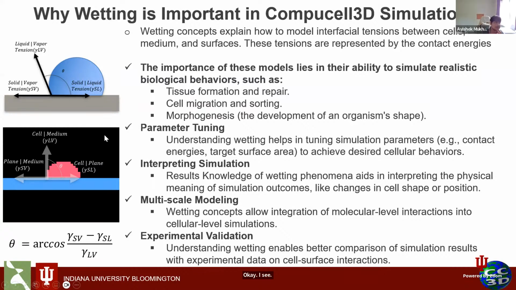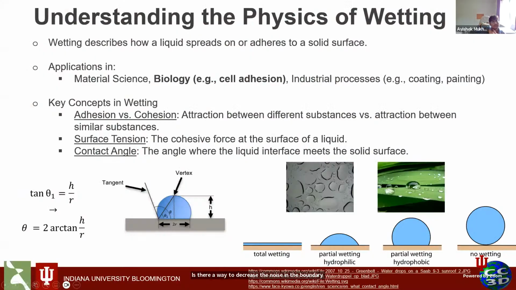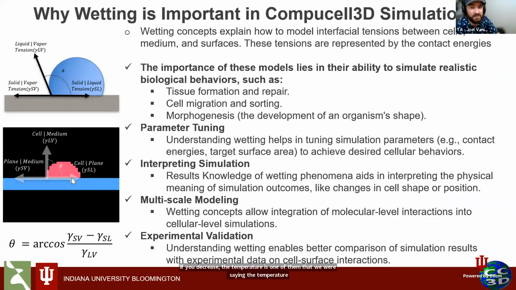Is there a way to decrease the noise in the boundary of the droplet as it evolves? Yeah, there are a couple of ways. If you decrease the temperature, which here is the number of attempts that you're trying to make to copy, that diminishes it a little bit. But also if you play with these values, you can try to find one that is not as noisy.